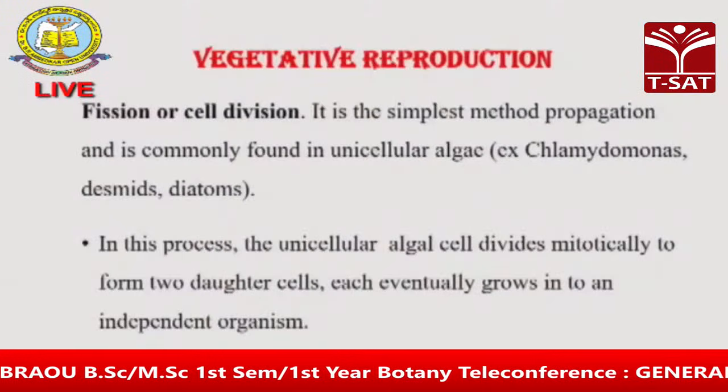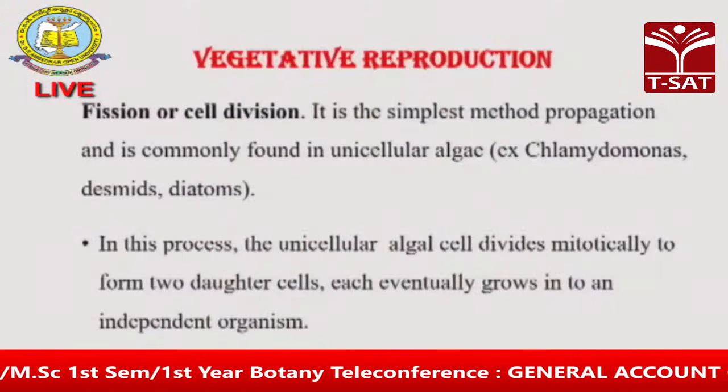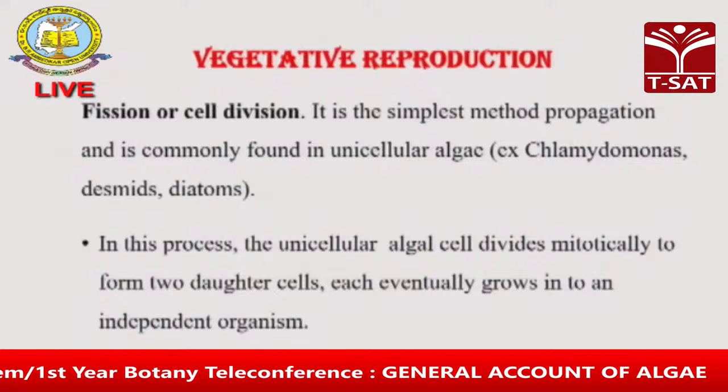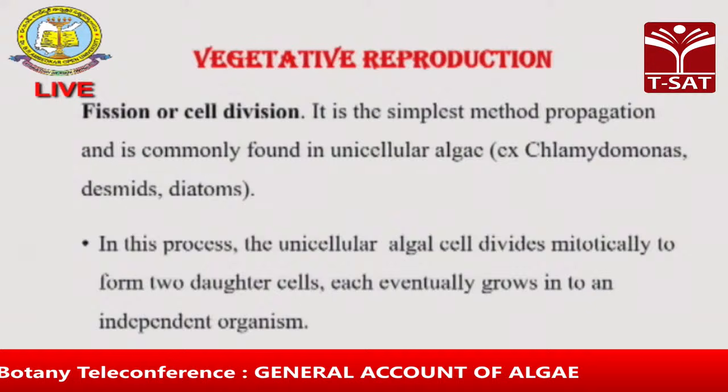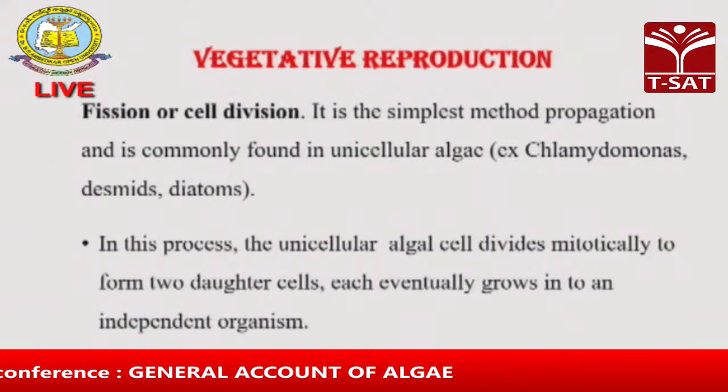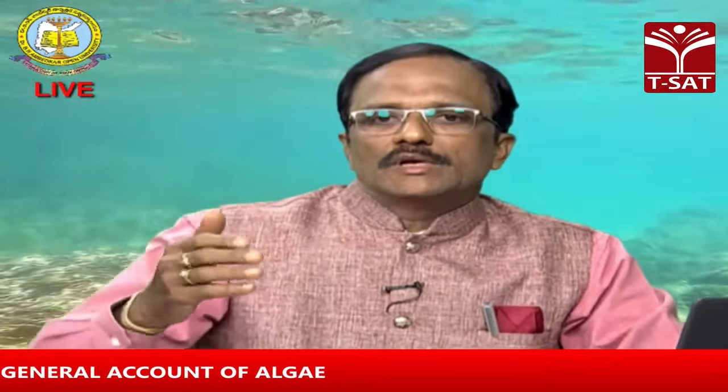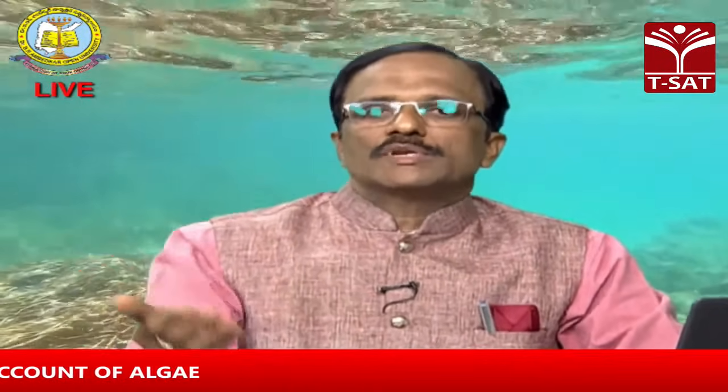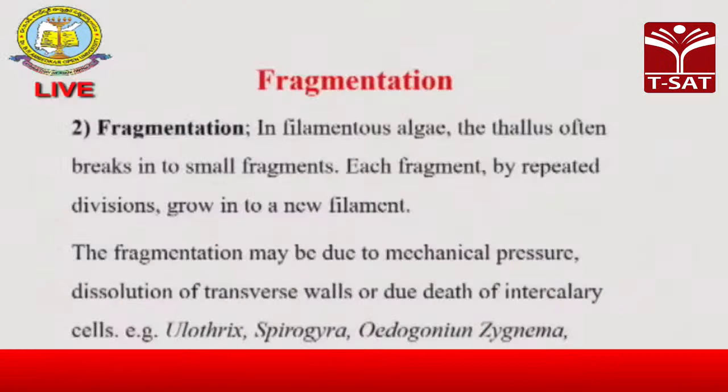In vegetative reproduction, cell division is the simplest method of propagation. It is commonly known in Chlamydomonas and diatoms. Here, in cell division, the vegetative parts, the tips of the branches, produce a new plant. When it breaks, automatically the rest of the portion produces a new plant. That is cell division, sir. And next is fragmentation. Here also, when the thallus breaks down, the rest of the portion automatically produces a new plant. That is the fragmentation method.